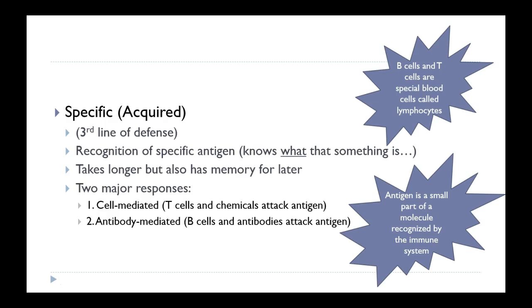The other type is antibody mediated, and so this mostly involves B cells. We can sometimes see a T helper cell in this case. But basically the B cells make antibodies, and the antibodies then attack the antigen, and then something happens from there in order to destroy the antigen as well. And there's different types of antibodies. Again, they're mentioned in your textbook if you want to read in more detail about those.